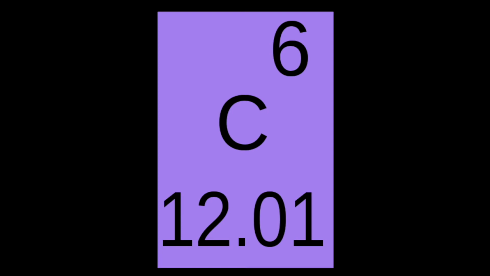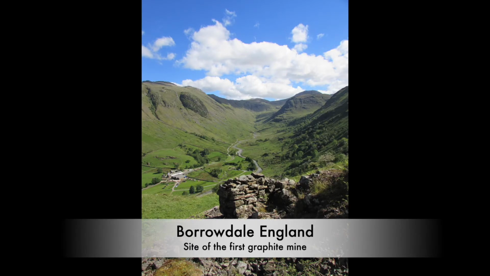In the 16th century, a large deposit of pure, solid graphite was discovered in Borrowdale, England. When they first took a look at this material, they thought it was some sort of black lead or something like that. They didn't think that it was a type of carbon. So they called it plumbago, which is derived from plumbum, which is Latin for lead.